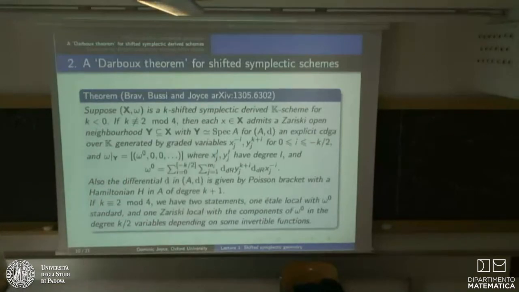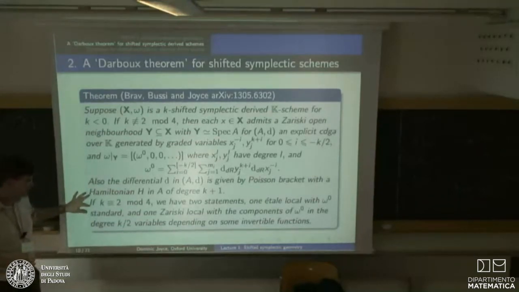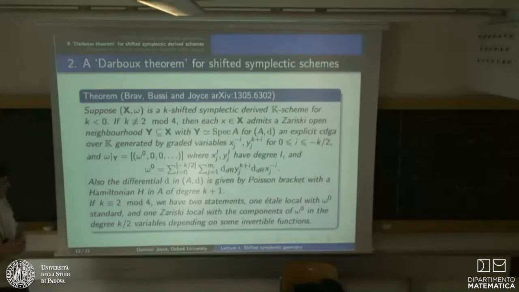And something you can't do Zariski locally is standardize symmetric quadratic forms. Because to do that, you have to be allowed to take square roots, and that's an étale local operation. If we're allowed to take square roots, then we can standardize over again.